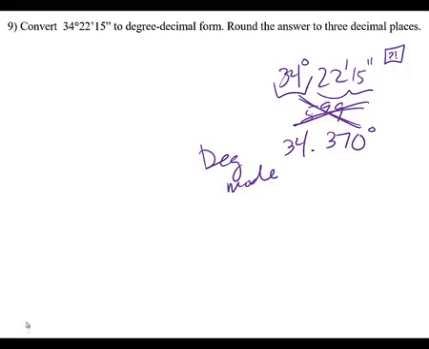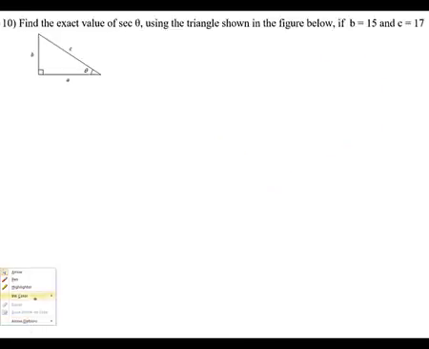All right, so number 10. Looks like we're back into right triangle trig. Find the exact value of the secant of theta in the triangle below, if B equals 15 and C equals 17. So if this is 15 and this is 17, how do I get the third side?